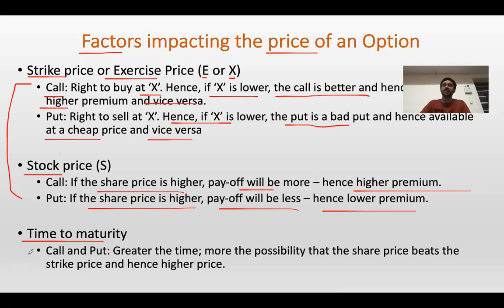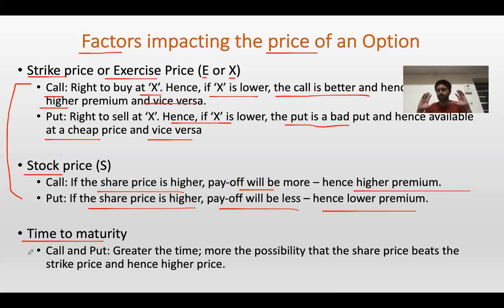The reason is, if you have a higher time period, there is a higher possibility that the share price will break the strike price. If you're talking about a call option, the higher the maturity, there is a greater possibility for the share price to go farther away from the strike price. Or if it is a put option, you want to allow the share price to go farther away from the strike price on the downside, right?